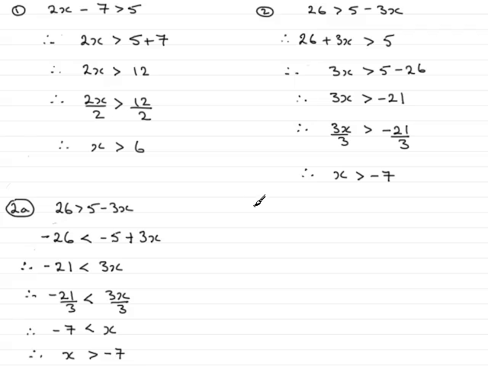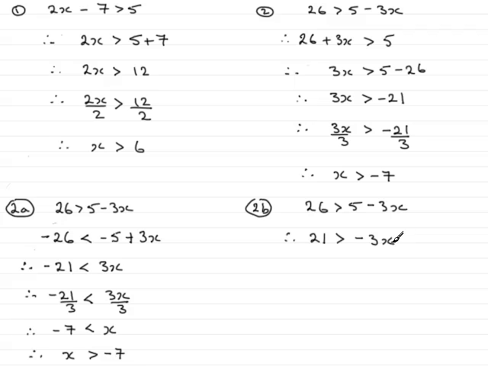Now there's another way that you could do this same question. Let's put it down again as 26 is greater than 5 minus 3x. So, I first of all added 3x to both sides, and in this example I multiplied both sides by -1. But what happens if, say in this example, I decide to subtract 5 from both sides? If I did that, 26 take away 5 is going to be 21. And that's greater than minus 3x.